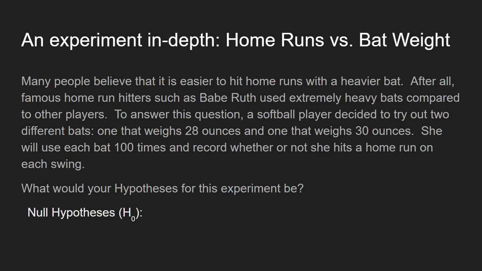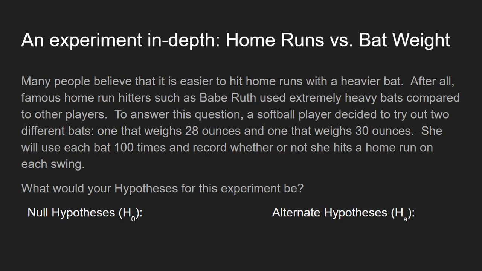Remember, this is the one where we don't want any change to be happening. So we would talk about her swinging the 28 ounce and the 30 ounce bat, regarding how many home runs she hits. Well, and then what would you say the alternative hypothesis would be? This is where we expect that change to happen. This is where we say, okay, here's the change. Here's the thing that we're expecting to happen with this, right?